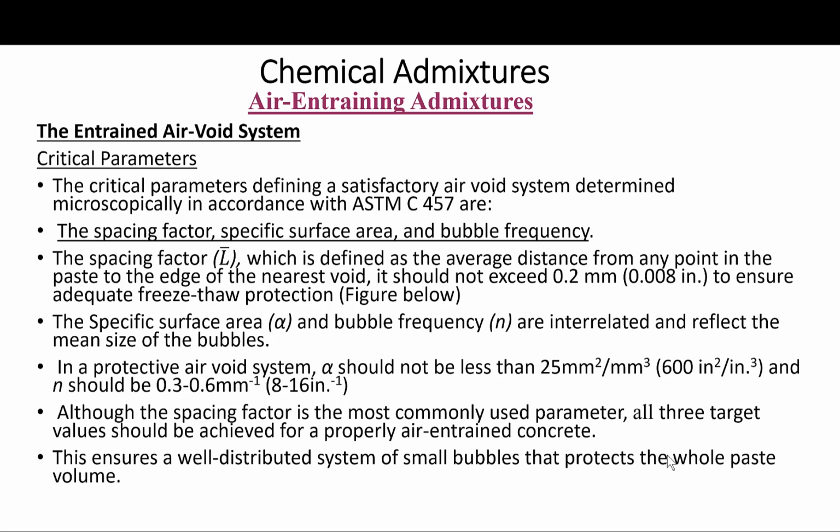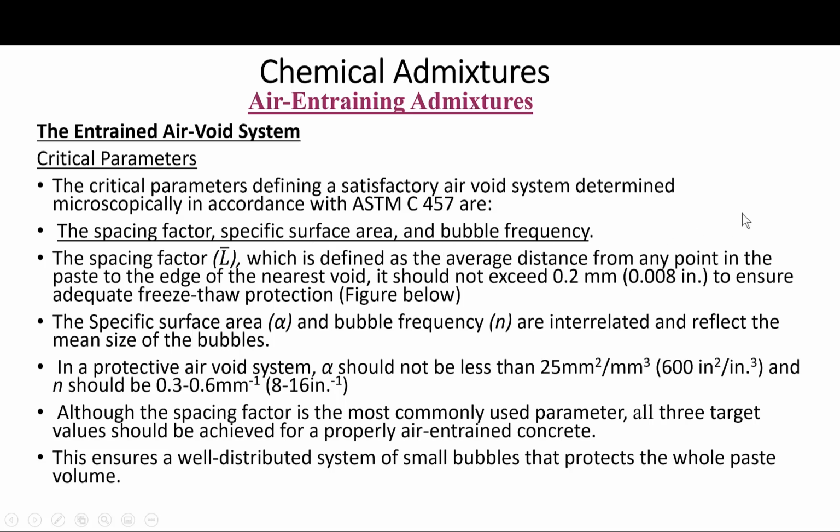So let's look at the critical parameters of the air void system. The critical parameters defining a satisfactory air void system are the spacing factor, the specific surface area, and frequency, which are determined microscopically in accordance with ASTM C457. These are the three critical parameters: spacing factor, specific surface area, and bubble frequency.